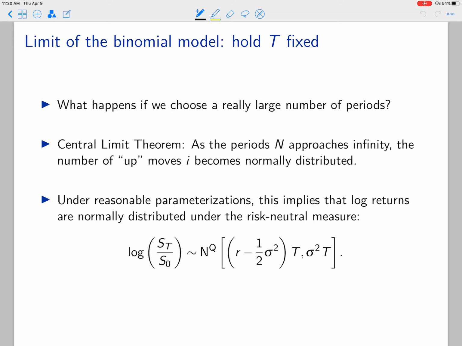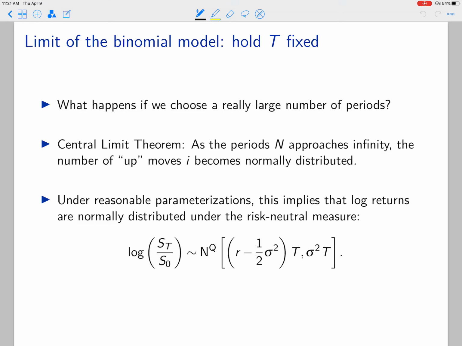And hence, to increase potentially the realism of these models, people would like to move them into continuous time to be more representative of reality. To move the binomial model to continuous time, all you have to do is ask the following question.